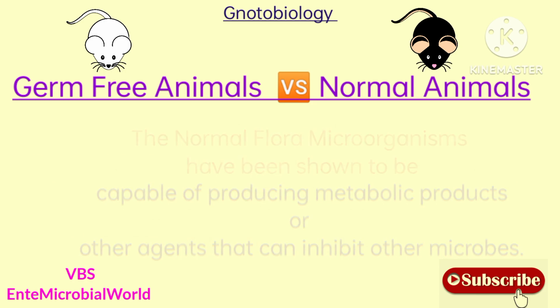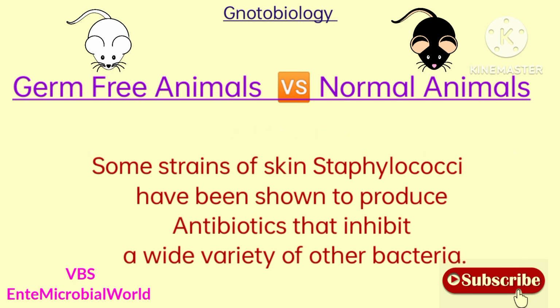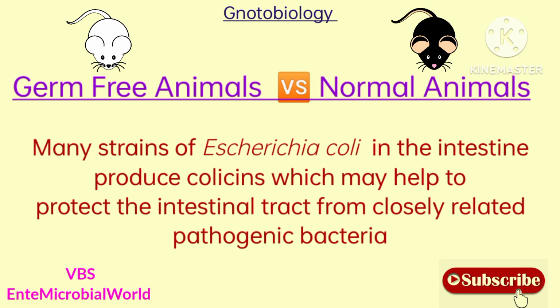For example, in the large bowel, certain anaerobic bacteria produce various organic acids like acetic, lactic, or butyric acid as metabolic waste products, which can inhibit the growth of other bacteria. Some strains of skin staphylococci have been shown to produce antibiotics that inhibit a wide variety of other bacteria. Many strains of Escherichia coli in the intestine produce colicins, which may help to protect the intestinal tract from closely related pathogenic bacteria.